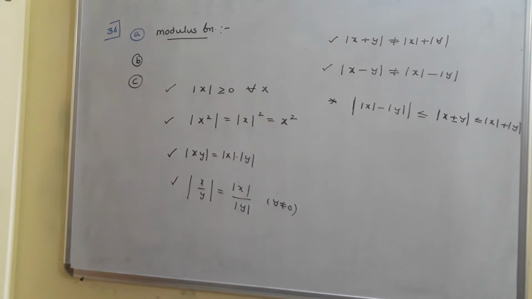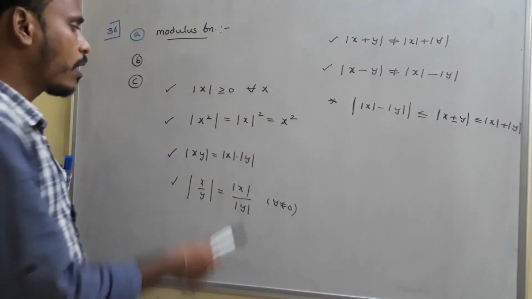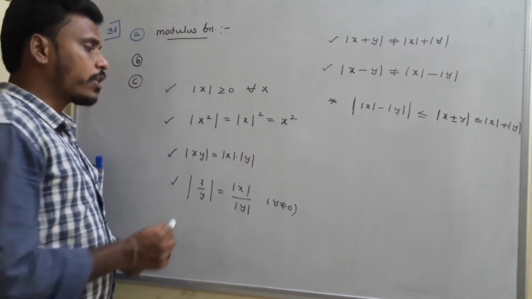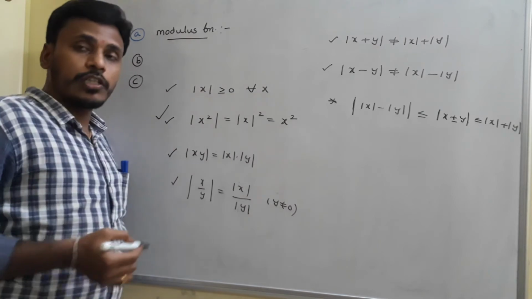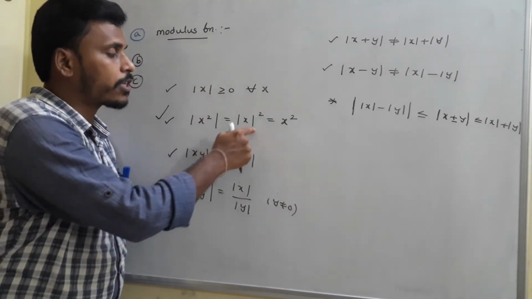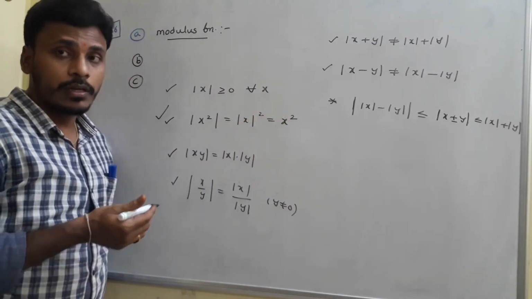Okay, have a look. So, some useful laws related to the modulus. Modulus is always either positive or 0, so mod x is greater than or equal to 0 for all x. And then mod x squared is equal to x squared. This is true not only for the number 2, this is true for all even powers. Mod x to the power 4 is equal to x to the power 4, but for odd powers it may not happen.